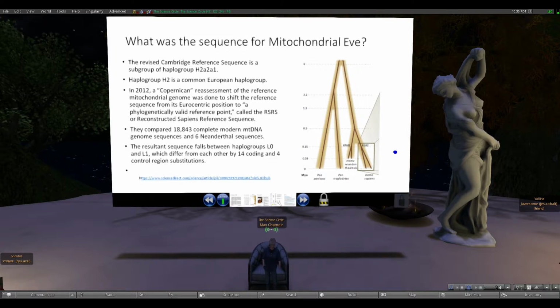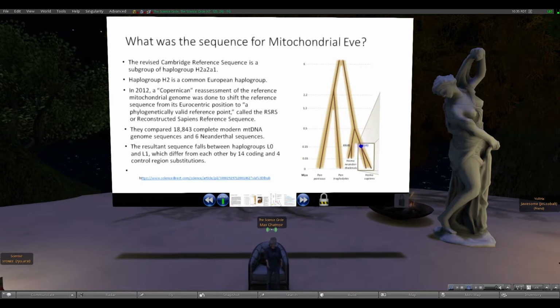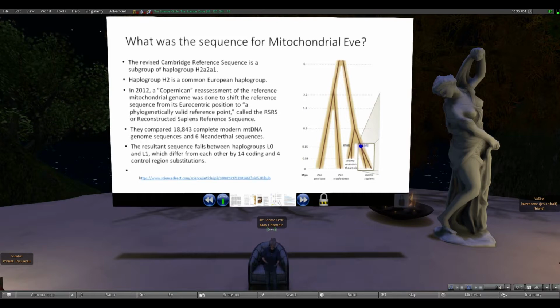And that sequence fell between haplogroups L0 and L1. That sequence is right here. And so it falls between L0 and L1, which are both African sequences. And they differ from each other by about 14 mutations in the coding region and 4 in the control region relative to the reference ancestral sequence.